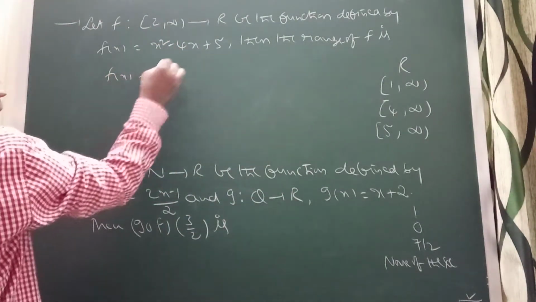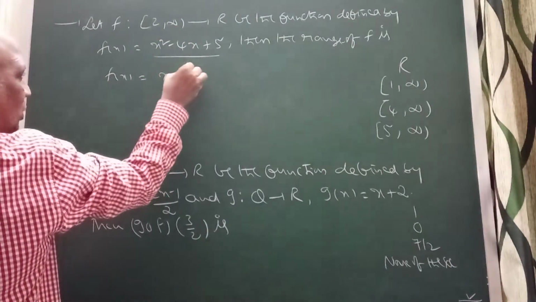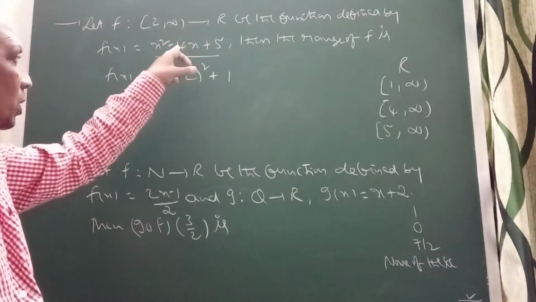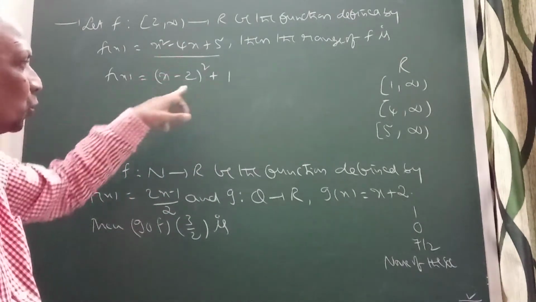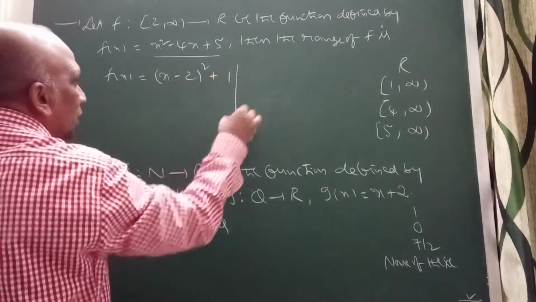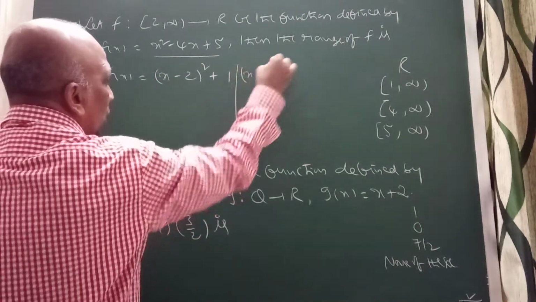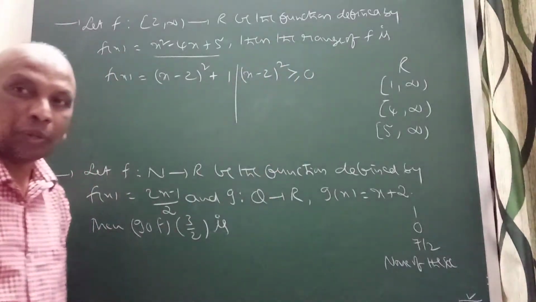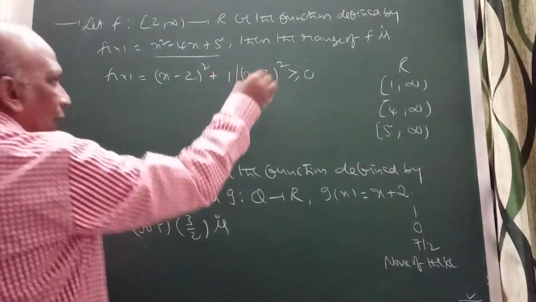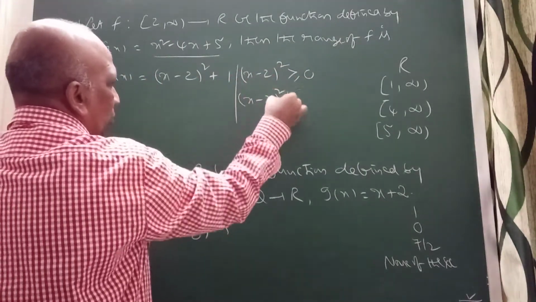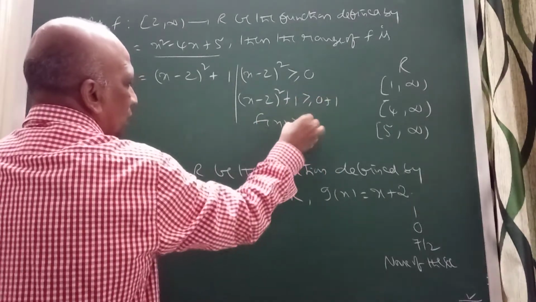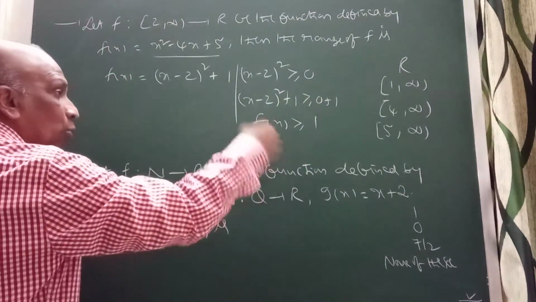f of x is equal to, observe here, try to make it a perfect square form: (x − 2)² + 1. You can observe here x², this is 2ab, 2 into x into 2, so (x − 2)² + 1. Clearly (x − 2)² is greater than or equal to 0, either 0 or positive. If x is 2, it will be 0, otherwise it will be positive. Add 1: (x − 2)² + 1 is greater than or equal to 1. So f of x is greater than or equal to 1, so the value is 1 or more than 1.